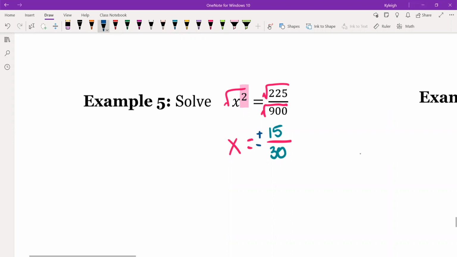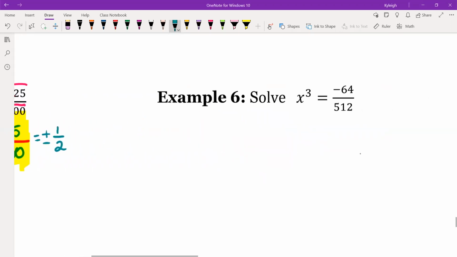But we have a fraction, right? Can I simplify this fraction? The answer you're saying to yourself, hopefully, is yes, I can. Yes, I can simplify this fraction. 15 over 30 simplifies to 1/2. So it should be plus or minus 1/2 is what x is really equal to. So make sure you simplify it if you can, okay?